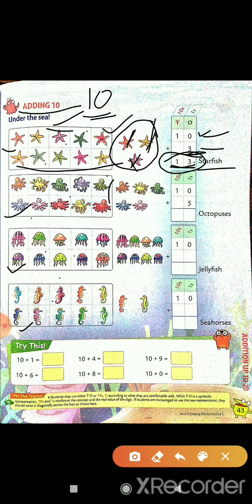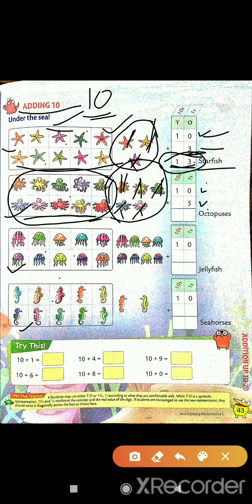Next, here 10 octopus are there, so 10 is already written. How many octopus are outside the box? 1, 2, 3, 4 and 5. So 5 is also written here. What is the answer when we add 10 and 5 together? So these are already 10, then you have to count forward. So what comes after 10? 11, 12, 13, 14 and 15.